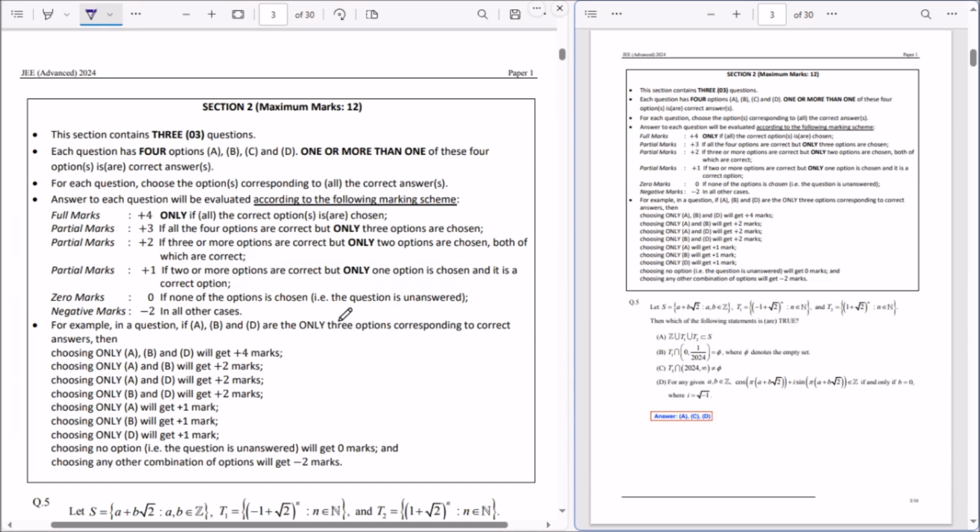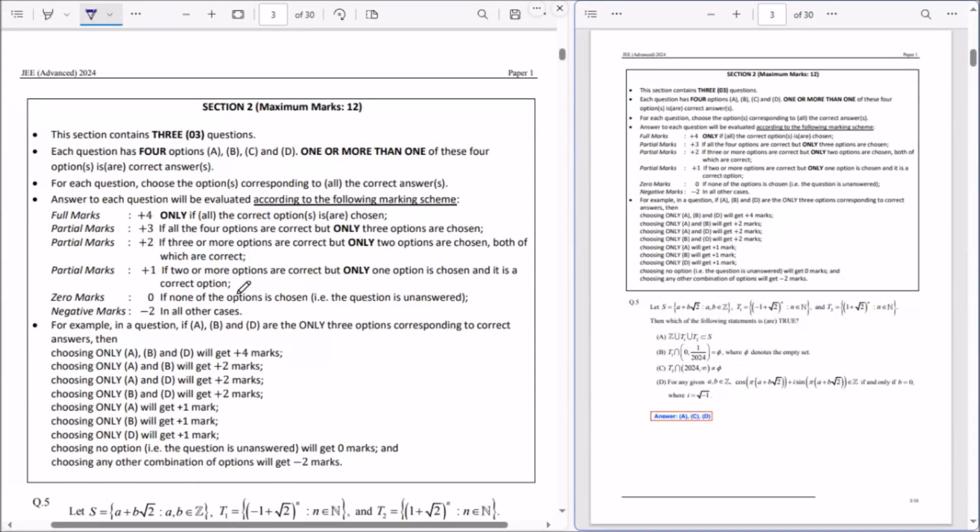Dear students, as I said, this question paper consists of 4 different sections. Section 2 has 3 questions and each question has 4 options A, B, C and D. One or more than one of these 4 options are correct. For each question, choose the options corresponding to all the correct answers. Answer to each question will be evaluated according to the following marking system. You will get +4 if you choose all the correct options.